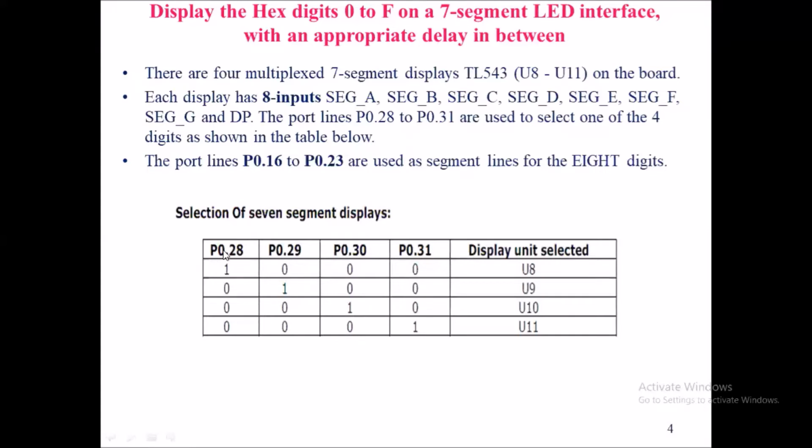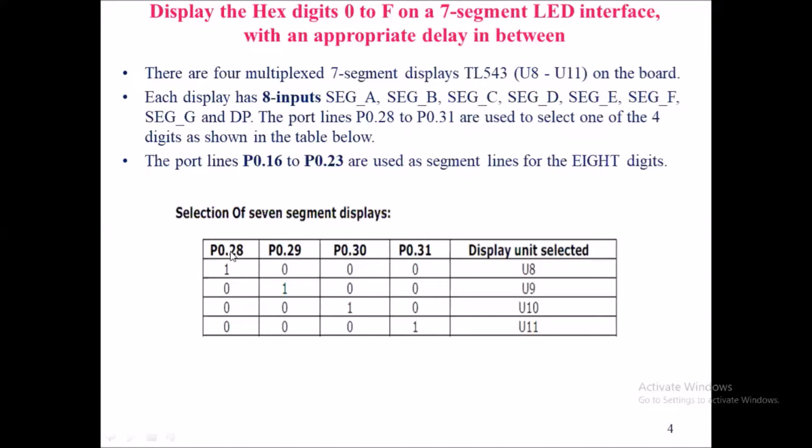So as I told, there are 4 port lines which are associated with all the 4 seven-segment displays. The first unit is associated with the port 0 28th pin. The second display is associated with the port 0 29th pin. The third seven-segment display is associated with the port 0 30th pin, and the fourth seven-segment display is associated with the port 0 31st pin.